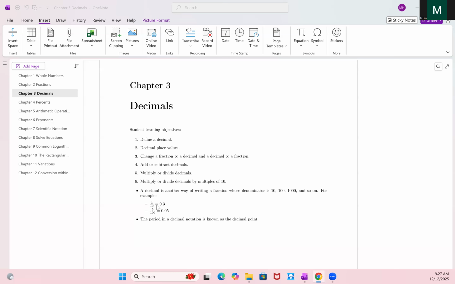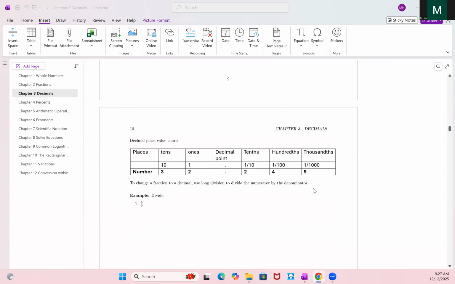For example, 3 over 10 can be written as 0.3. 5 over 100 is written as 0.05. The period in the decimal notation is known as the decimal point. So the decimal place value chart is shown below.